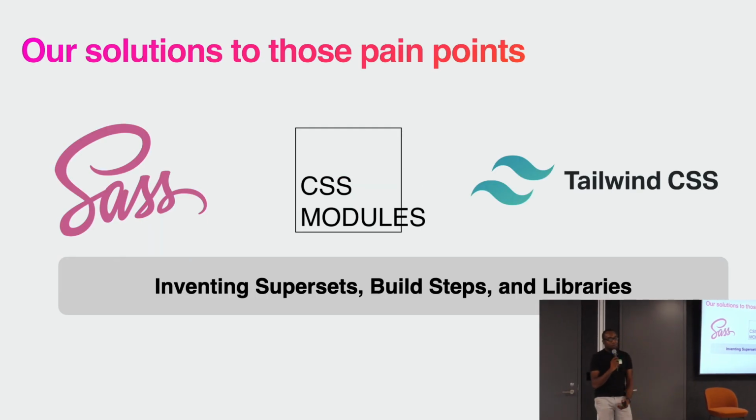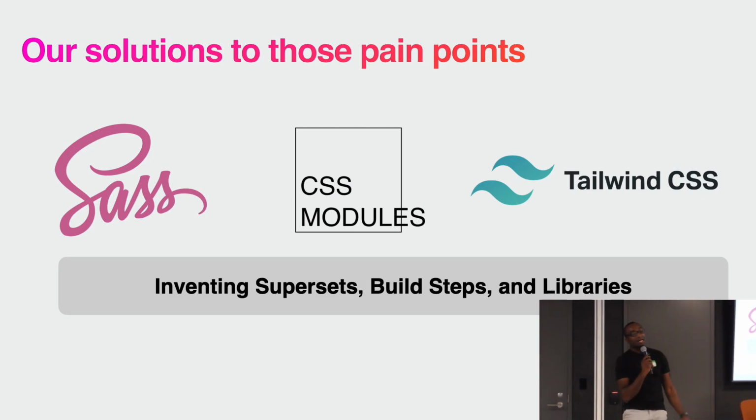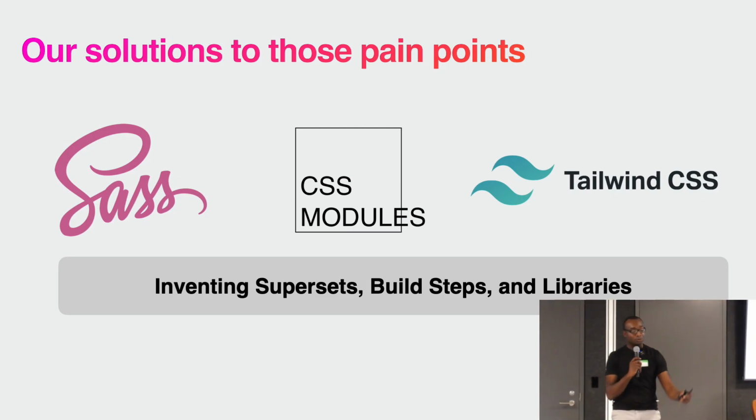And so throughout the years, we've tried to make solutions with things like Sass, CSS modules, and Tailwind CSS. I don't know if you all have been paying attention, but Facebook actually just released one of their newest ones called StyleX, which also tries to solve the exact same problems. So we've invented things like supersets, build steps, libraries, in order to solve what really is the primary language for the web itself, when it comes to styling things, that is.